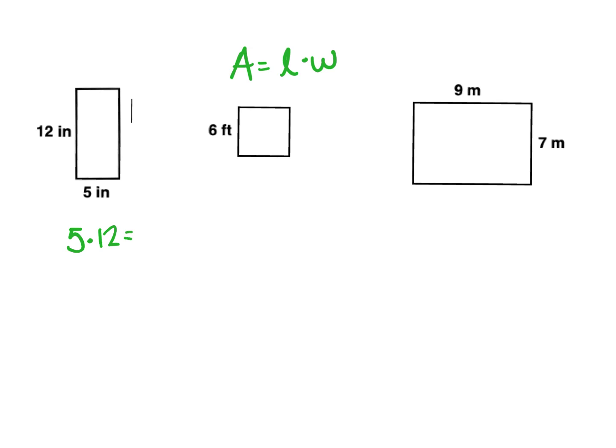So down here for this first one, we are just taking our length and our width and multiplying them together. 5 times 12 is 60. We always use a square unit label, so 60 square inches.